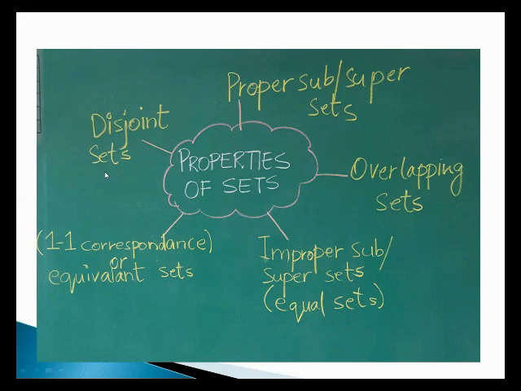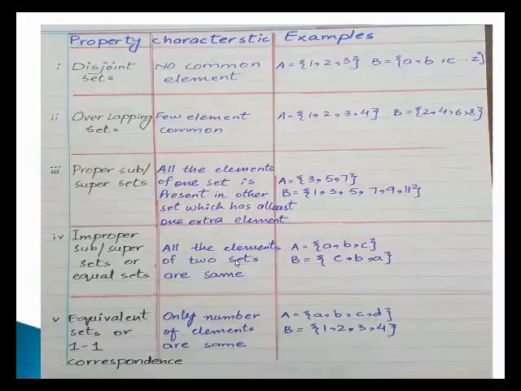Now the properties of sets. There are 5 properties. The first one is disjoint sets, proper sub and supersets, overlapping sets, improper sub and supersets or equal sets, then one-to-one correspondence or equivalent sets. Now we will see in detail what the properties are.